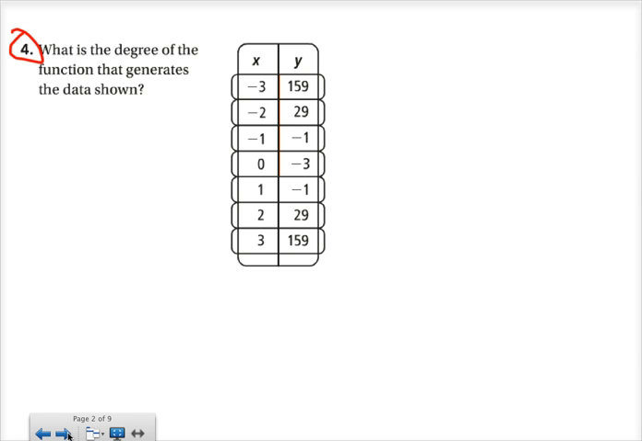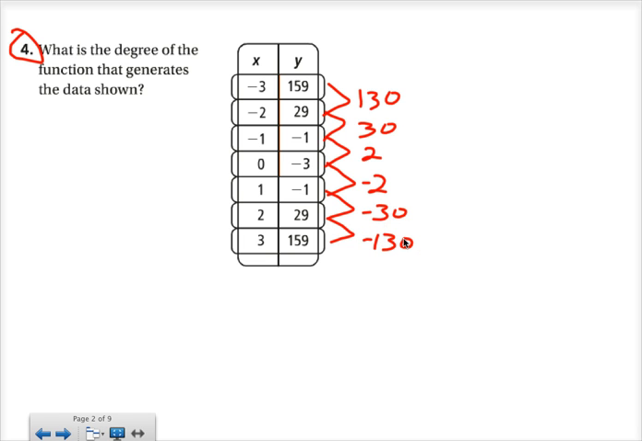So I'm going to take 159 minus 29 and get 130. Then I'm going to take 29 minus a -1, which will be plus. -1 minus a -3 is -1 plus 3, which is 2. -3 minus a -1 is -3 plus 1, which is -2. -1 minus 29 will be -30. And then we have 29 minus 159, which will be a -130. So this was my first set of differences here, and they do not match. Those are not a constant, so I keep going.